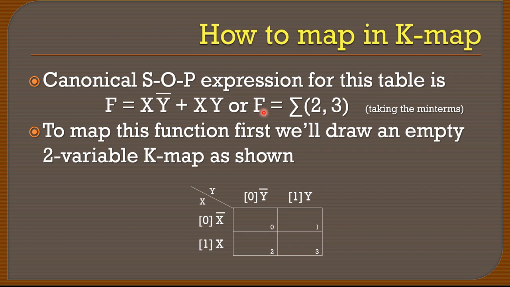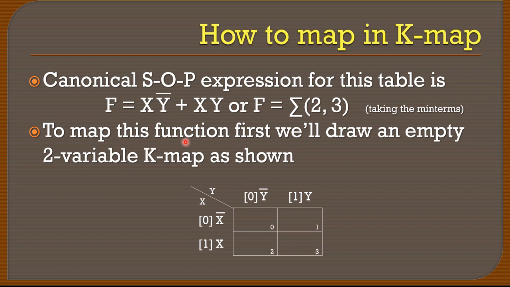Now for this, the cardinal form is f equal to summation of 2 comma 3, because you are going to take only the last two rows, for which we found the min terms. So that is 2 and 3. So you are going to map this function first. We will draw the empty two variable K-map as shown. For mapping the two variables, you are going to use a two variable K-map, because you are going to use only x and y alone.